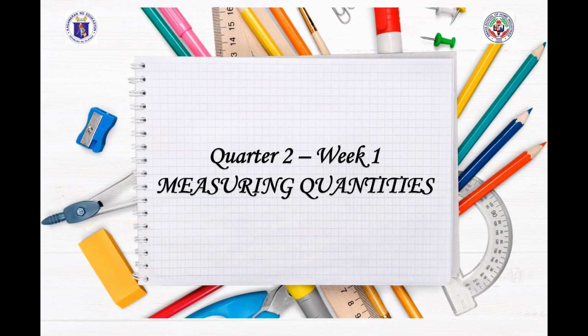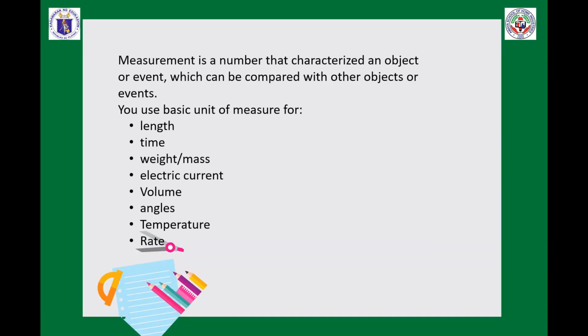Good day everyone. For our quarter 2 week 1, our topic is measuring quantities. Measurement is a number that characterizes an object or event which can be compared with other objects or events. So measurement is one attribute that helps us to know how things or objects differ from one another.